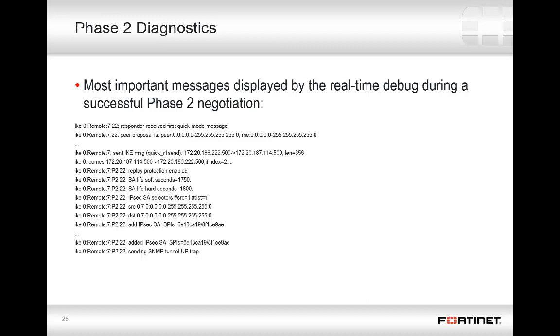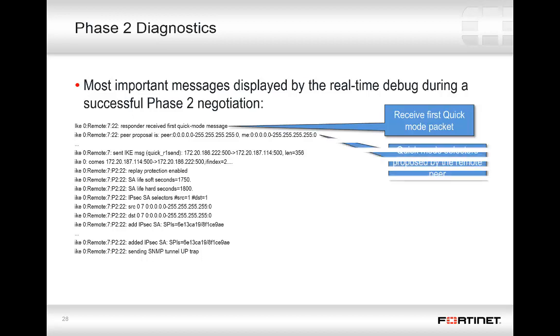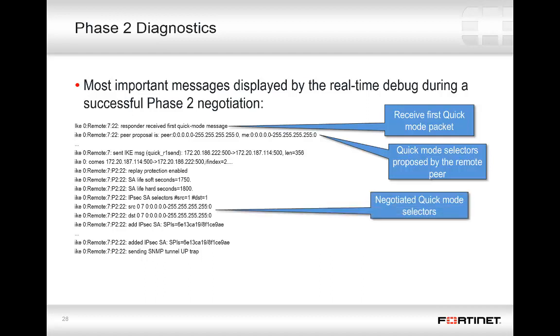Let's see what is displayed during the phase 2 negotiation. Again, the output is much longer than this. The slide only shows a sample of some parts of that output. The first line announces the arrival of the first quick mode packet. The second line shows the quick mode selector proposed by the remote peer. In this case, it is 0.0.0.0/0 for both the source and destination. Some lines below, the debug displays the quick mode selector that was successfully negotiated between both peers. The last two lines finally show that the tunnel is up and that the phase 2 SA is established.